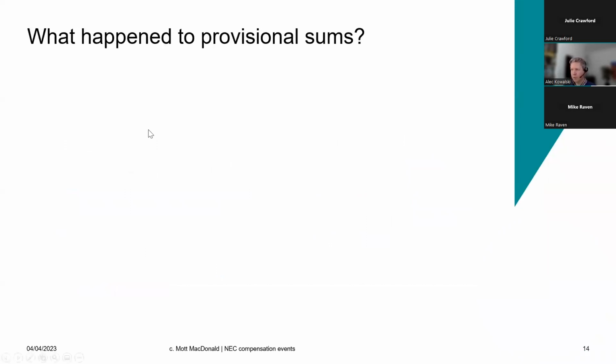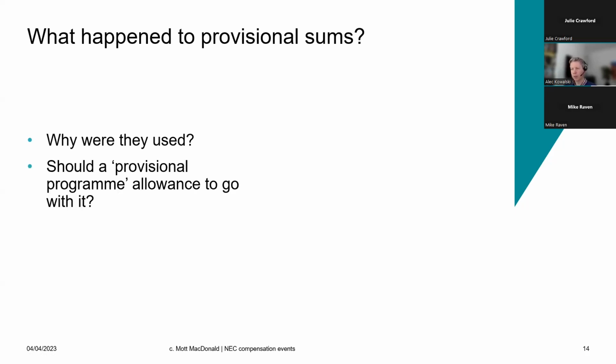What about provisional sums? Provisional sums are a bit more popular under JCT. Do they occur in the NEC? Well, you have to think about why. Why are we using a provisional sum? Why don't we know what that item is? So why can't the contractor price it without a vague sum? Why can't they price it properly?